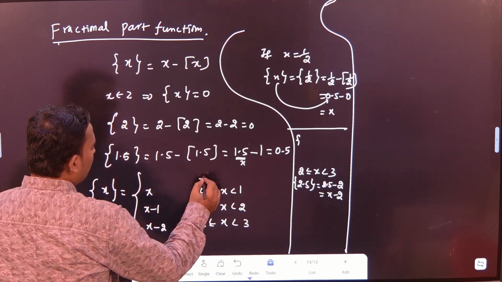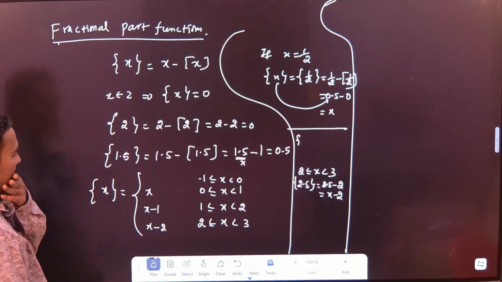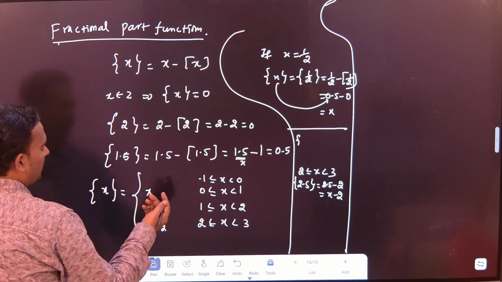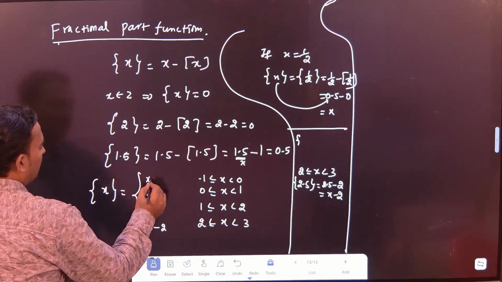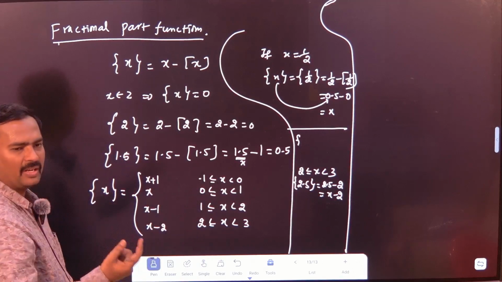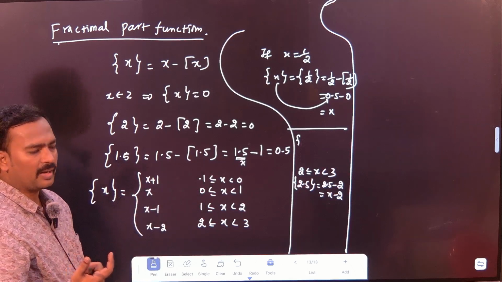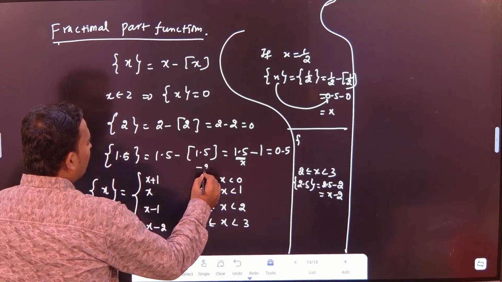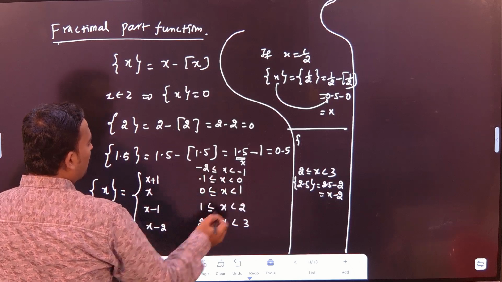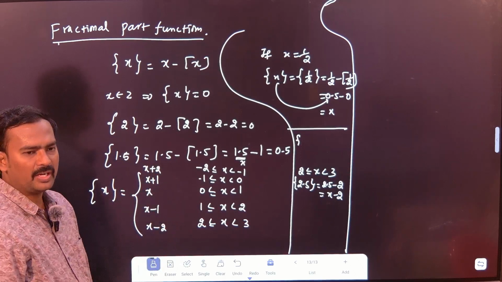The same way, if I take minus 1 to 0 you can take. In this interval, what is the fractional part function? x plus 1, right? You can check it here. Let's take minus 0.5. You can verify that you will get x plus 1, right? If I take minus 2 to minus 1, that will be x plus 2. This is your fractional part function, right?